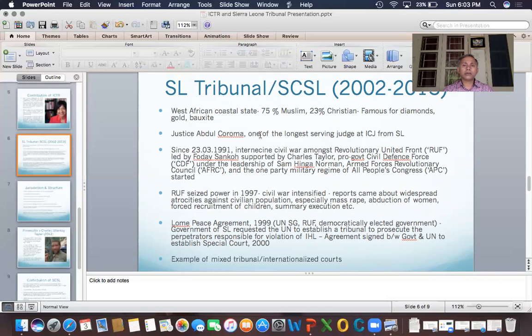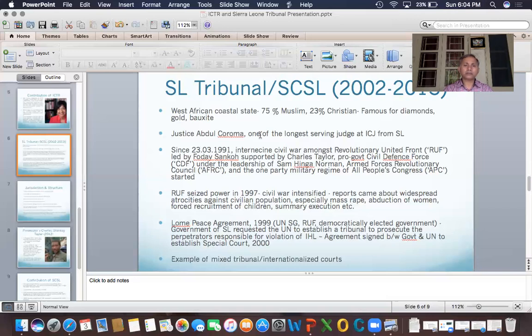Reports came from all over the world about widespread atrocities against the civilian population, particularly mass rape, abduction of women, forced recruitment of children, summary execution. These kinds of reports were coming to the international media, and the international community was alarmed. After that, at the United Nations level, the Security Council acted, and the United Nations was requested by the Security Council to intervene.